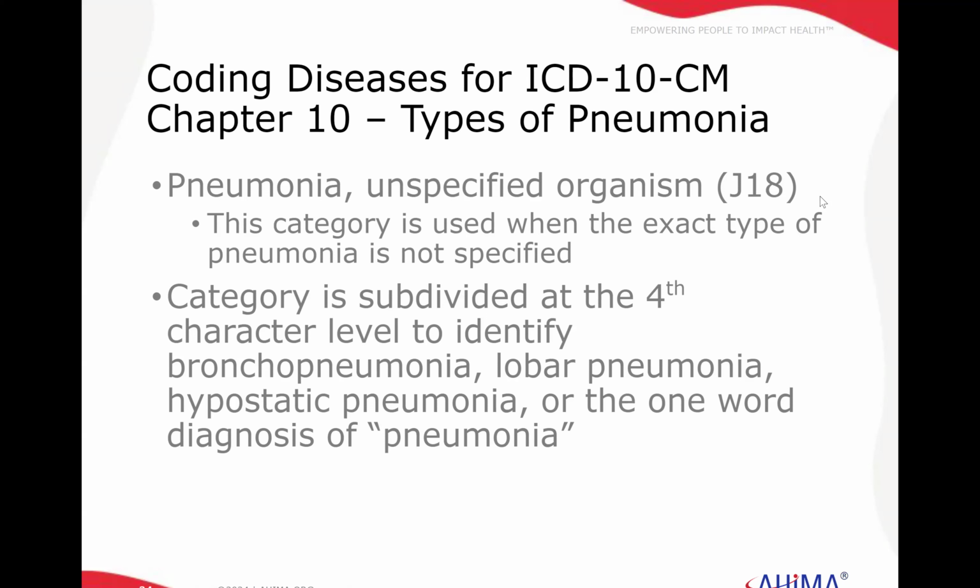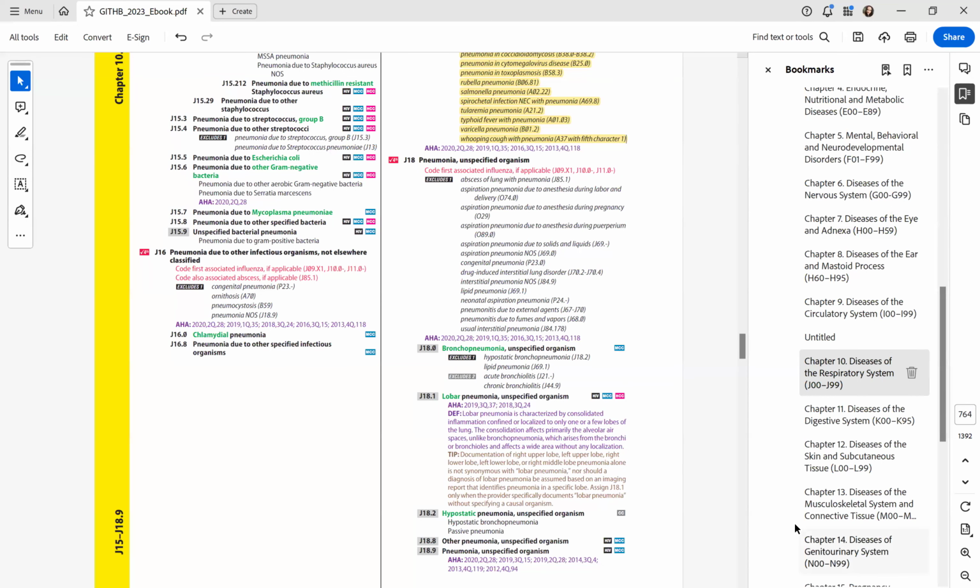And with J18, this is the general global, not otherwise specified pneumonia. In other words, they just said it was pneumonia. Maybe they weren't able to run a test and figure out what it was, right? So J18, and there's some little divisions we'll see in the fourth character right now. And again, note here, if it has this 4 with the check mark, that means we need a fourth character. This only has 3. So if we just coded J18, it's an invalid code.